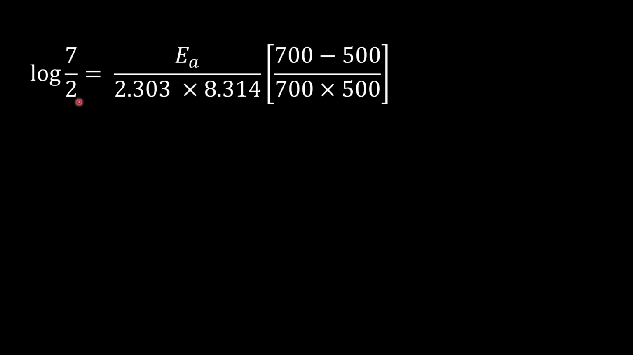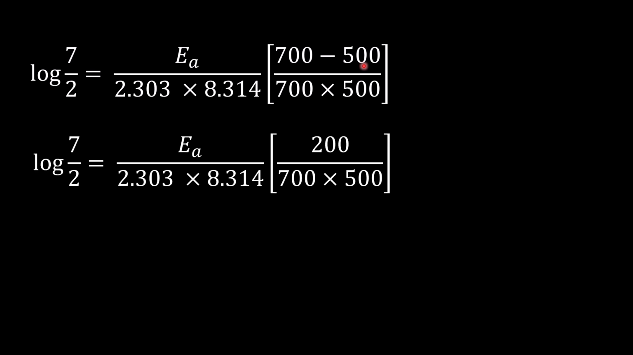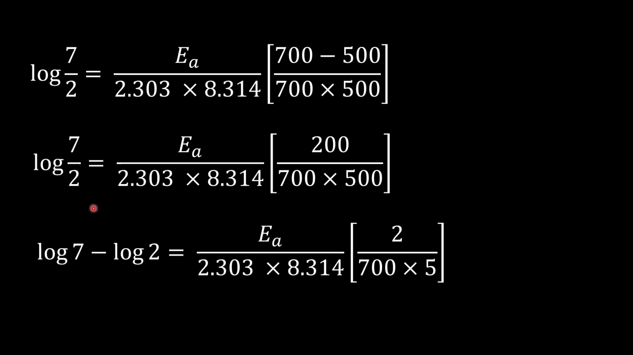For log 0.07 by 0.02, we can change this value as log 7 by 2. And here 700 minus 500, we get 200. Then we convert this log 7 by 2 as log 7 minus log 2 according to the logarithmic formula. Then we cancel these two zeros and two zeros here, we get 2 by 700 into 5.